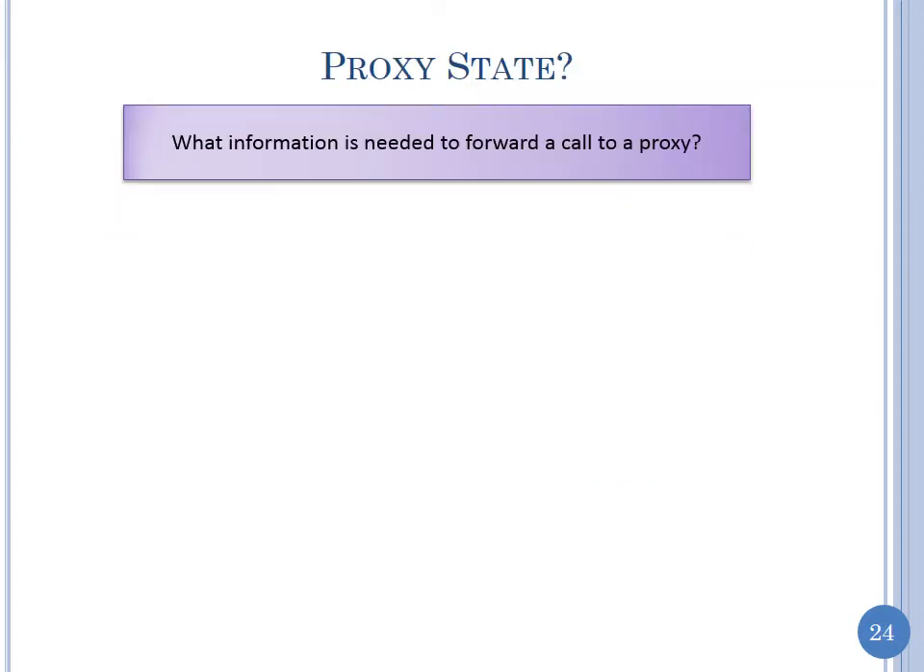The answer to the question depends on the following question. What information is needed to forward a call to a proxy? That's what a proxy's job is. Given a method call, it has to go and forward it to the remote object. So what information is needed to do the forwarding, and that must be the information stored in the proxy.